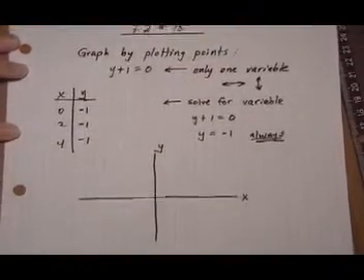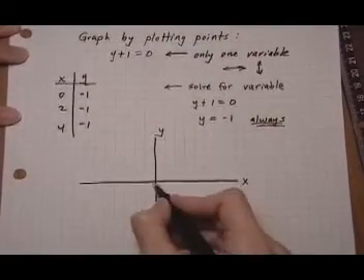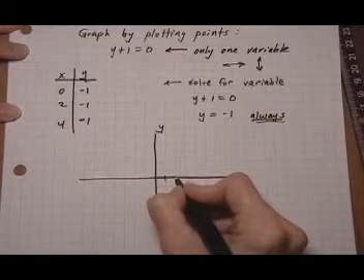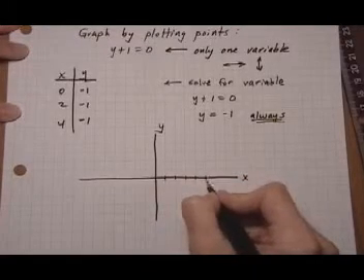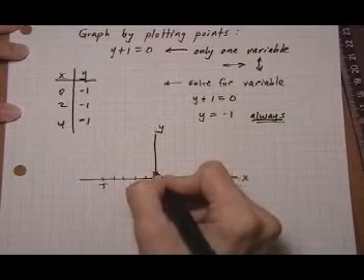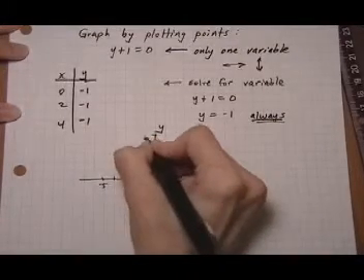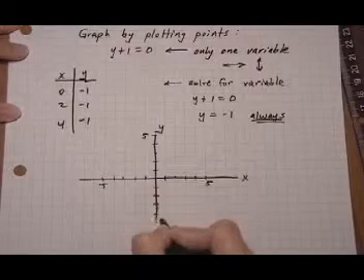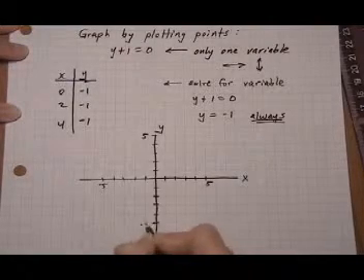X and y. And let's say every mark is worth 1. So there's 5, minus 5, 5, minus 5.